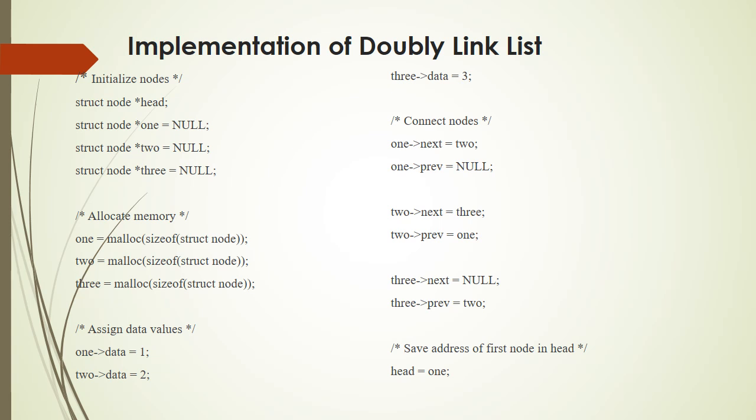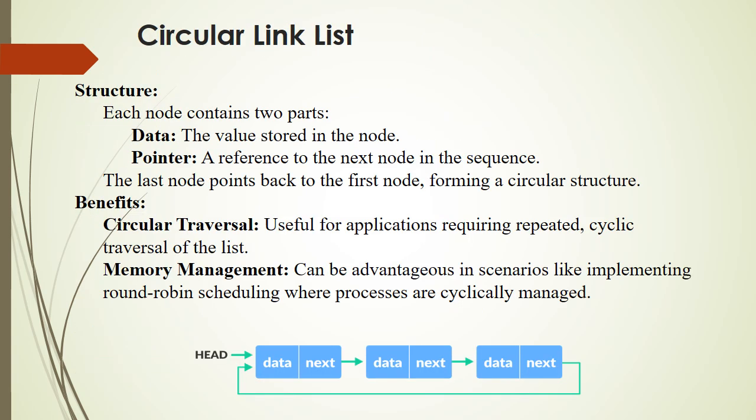Now we want to save the address of the first node. Head is equal to 1. In that way, we create the doubly linked list.